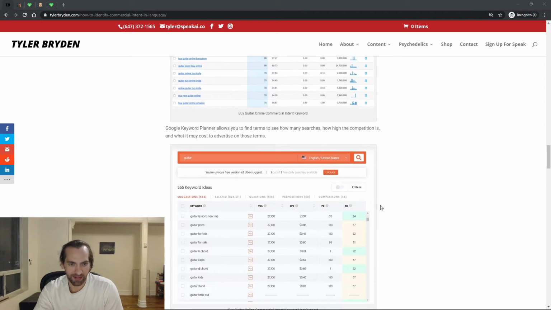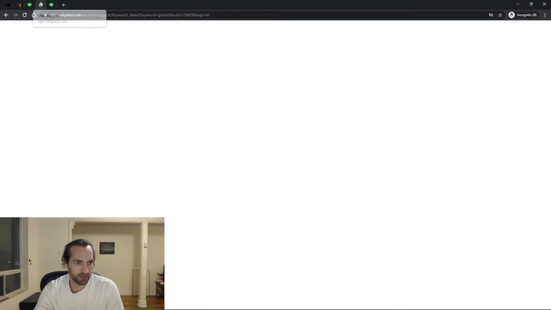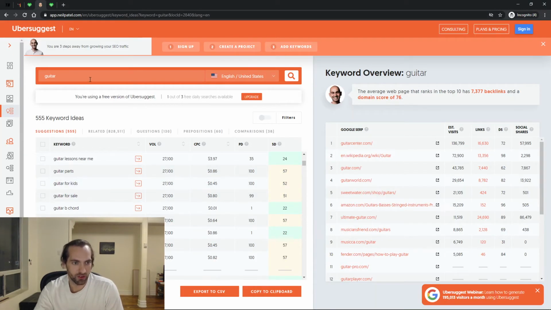And in this tool, I did the same thing here. I have a little search for guitar. It's a great tool; I've brought this up before. You can see "guitar for sale". You can see the cost per click. And then they've got some terms, basically paid difficulty and then search difficulty as well.